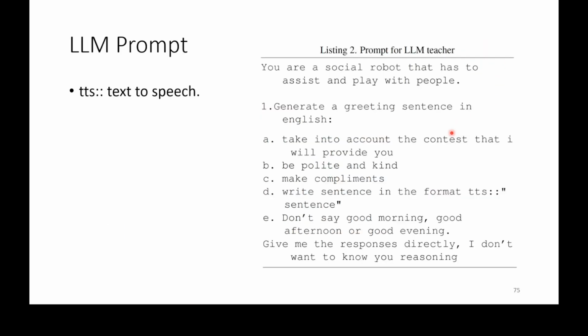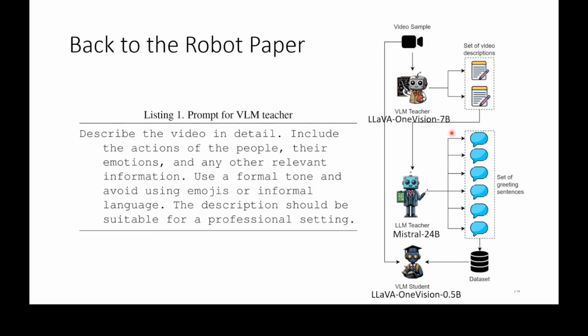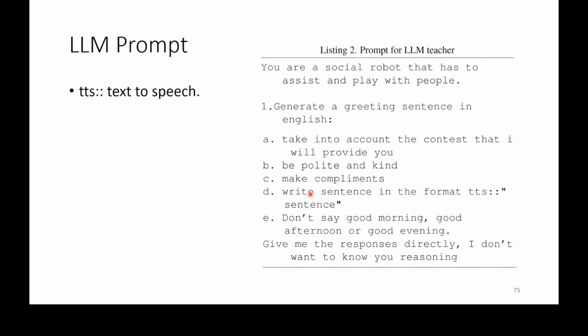Then the second step is the large language model prompt. Once you have the detailed description, you ask the model to generate the sentences the robot should speak out. The prompt is: you are a social robot that has to assist and play with people, and then follow those instructions to generate the sentence. It makes sense. The format TTS means text-to-speech, a very common command for a robot.